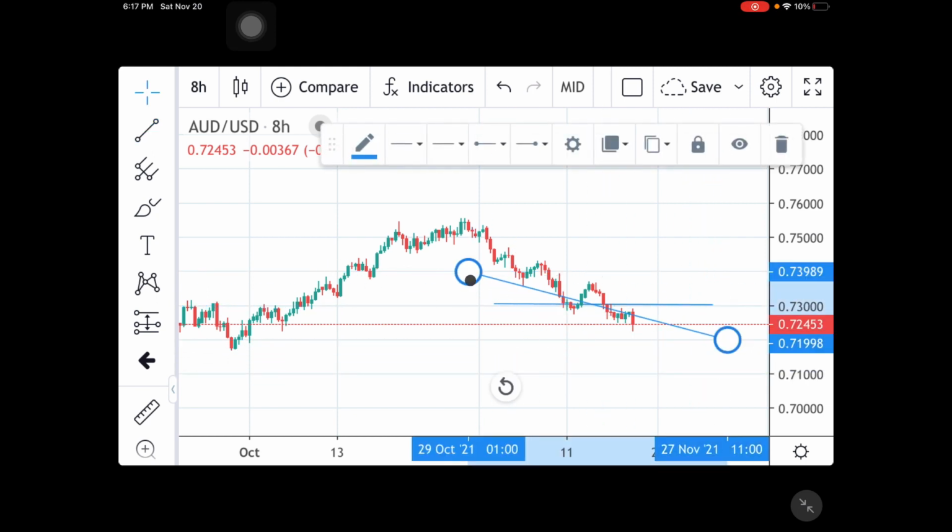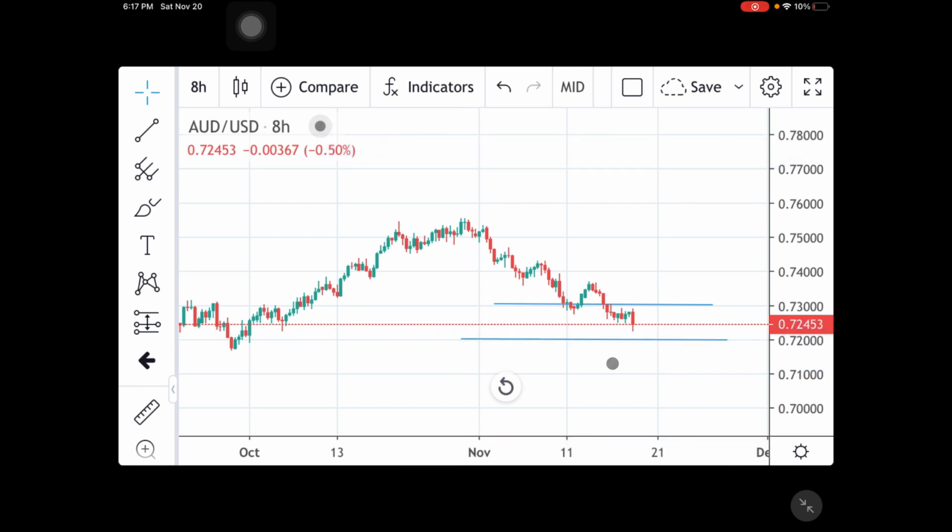Let me get this ready for you guys. We got some support. That's the next support level right there. That's on the 8 hour. 72 is gonna be a level we need to take out before we could see 71. That's on the 8 hour time frame.